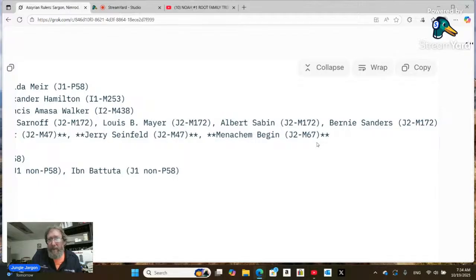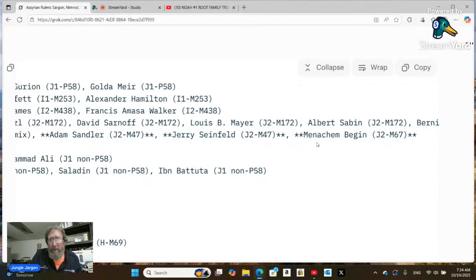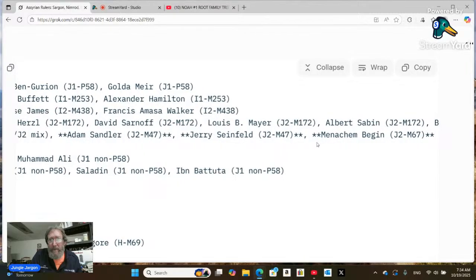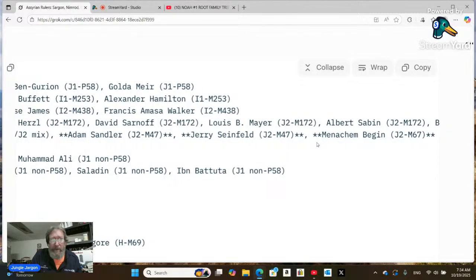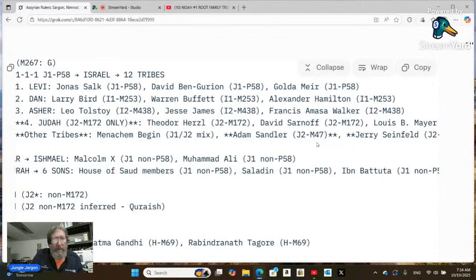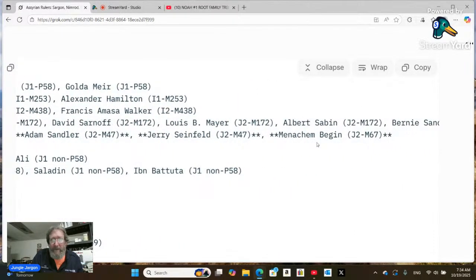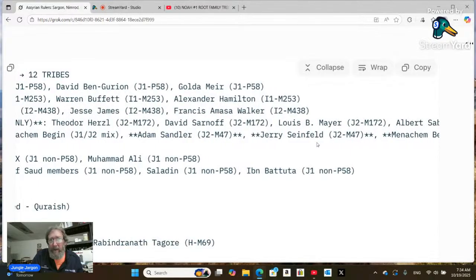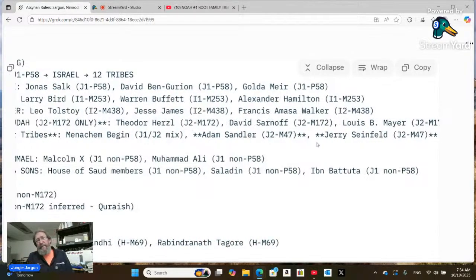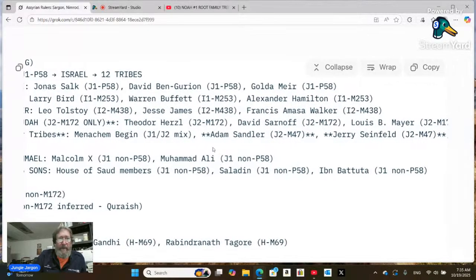J2 M172. M172. Actually, yeah, the M172 is, okay, that's right. Okay, and the other tribes are Adam Sandler, Jerry Seinfeld, and Menachem Begin. They could be from any other tribe other than Judah, or they could be from Judah too, but I haven't been able to make that determination yet.